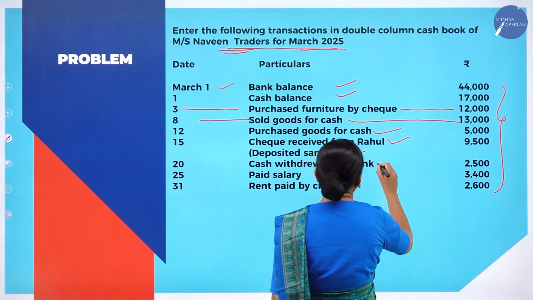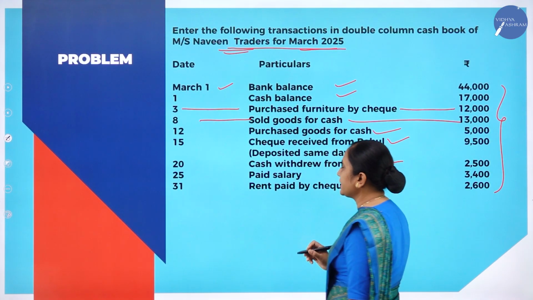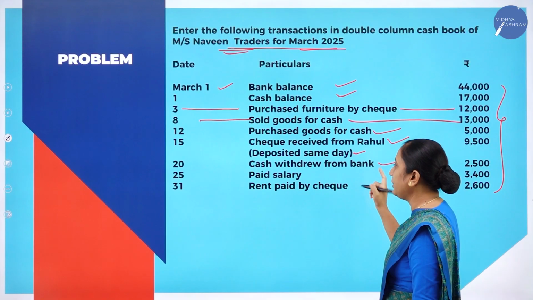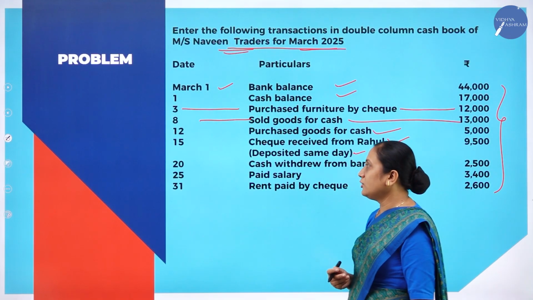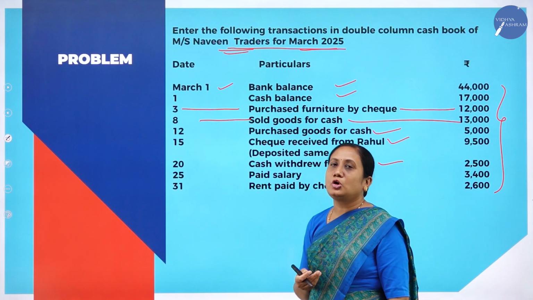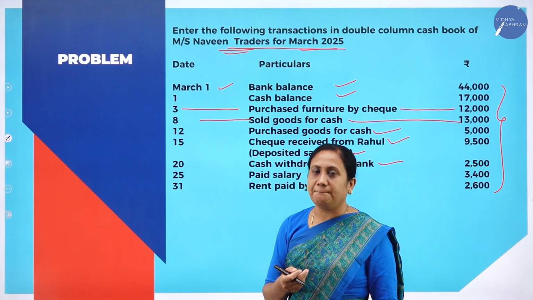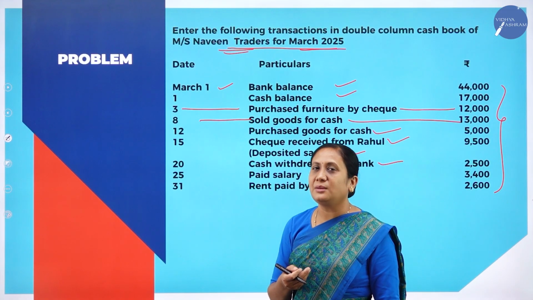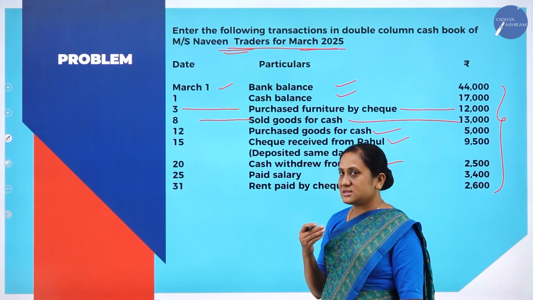Cash withdrew from bank. What is the transaction? Cash withdrew from bank. What is the meaning of this? The business is withdrawing money from the bank. They are withdrawing money from the bank. Okay, that is the meaning of this.